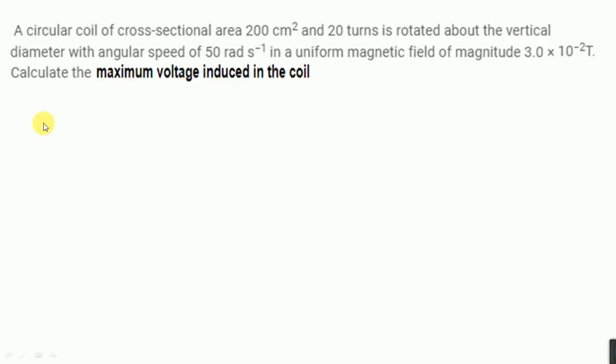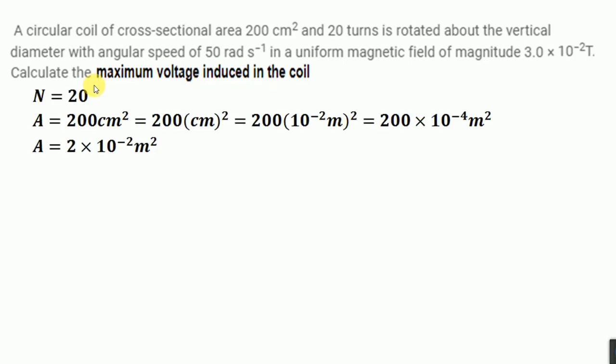In this question there is a circular loop with area 200 centimeters square and 20 turns, and it is rotating with the speed of 50 radian per second in a magnetic field of 3 into 10 to the power minus 2 Tesla. We have to calculate the maximum voltage or maximum induced EMF in the coil. The things which are given are the number of turns, that is 20, and area is also given, that is 200 centimeters square, so we have to convert it into meter square.